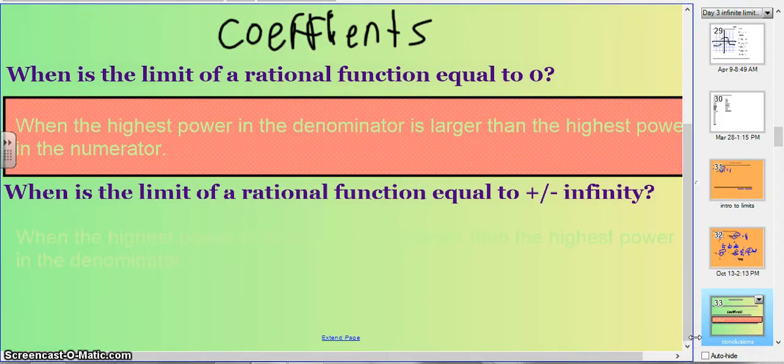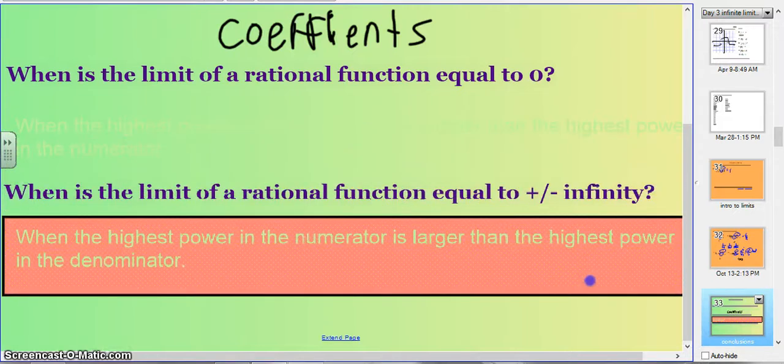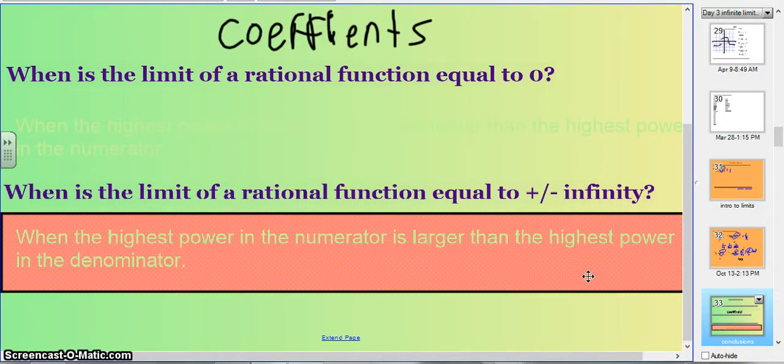And then the last one, when is the limit of a rational function equal to positive or negative infinity? If the highest power in the numerator is larger than the highest power in the denominator. Now, we haven't really talked about negative infinity yet, but we're going to in a little bit.